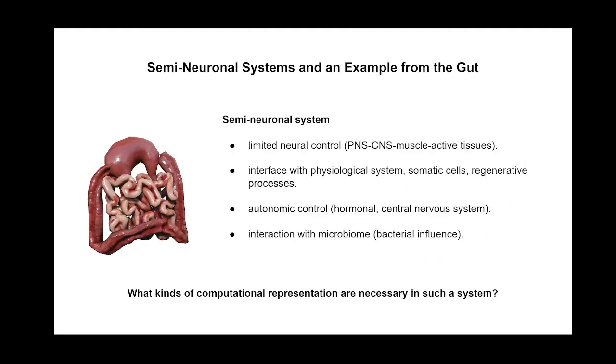Now, we use the gut as an example of this. This is what we call a semi-neuronal system. The gut is very complex. It has a lot of different types of tissues. It has neuronal connections with the peripheral nervous system, the central nervous system, with muscle, different cell populations doing other types of physiological things. You have interactions with the microbiome, and you have connections with the autonomic nervous system, hormonal systems, and so forth. So what kinds of computational representation are necessary to represent and embody such a system?